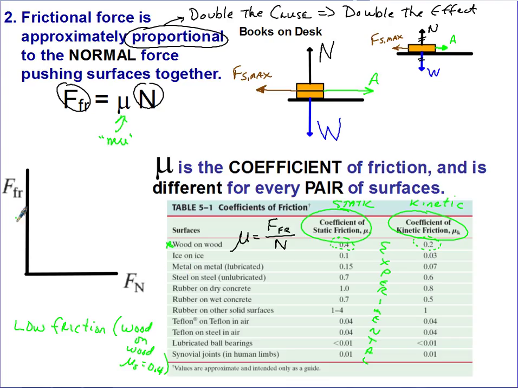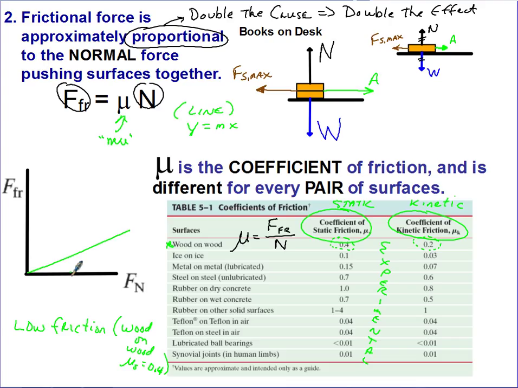Well, if I were to draw how the frictional force relates to the normal force, this is an equation of a line. It's of the form y equals mx. So instead of y, I'm going to use frictional force. Instead of x, I'm going to use normal force. And m really is the slope, represented by that value of mu. So a low friction surface, something like wood on wood, would have a relatively small slope.